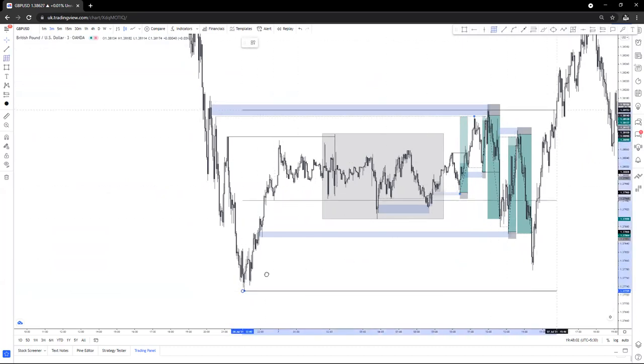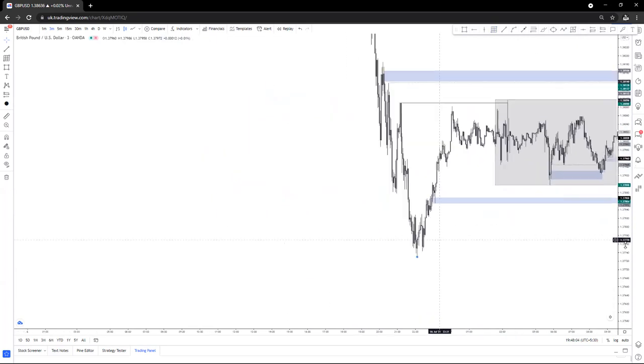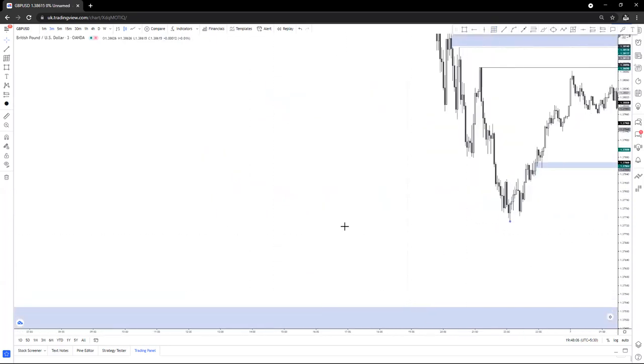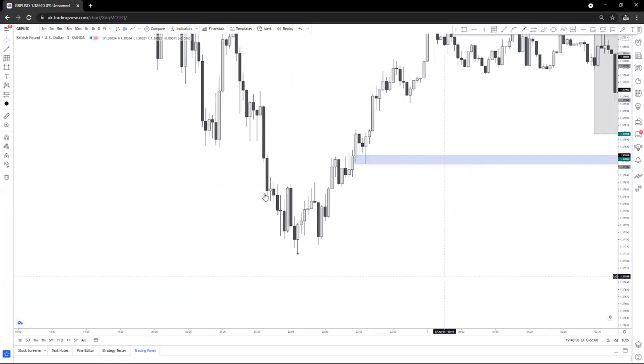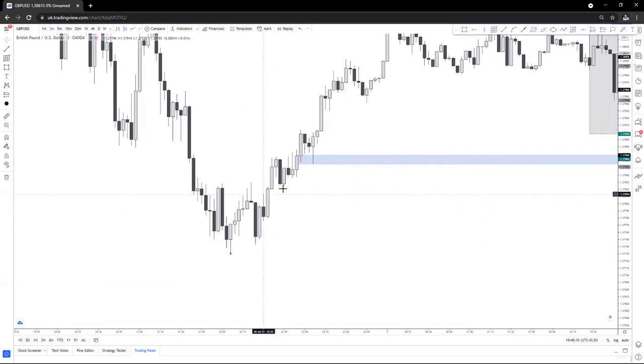So now, on the 1 minute, you see, this is a very clear order block, right? This is a very clear order block. And even it even got induced.